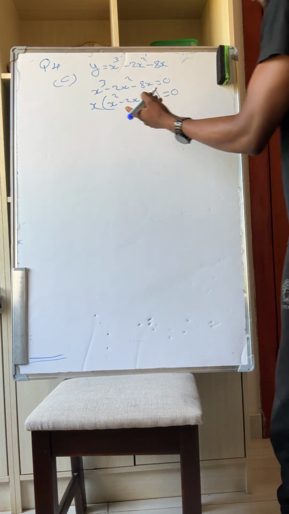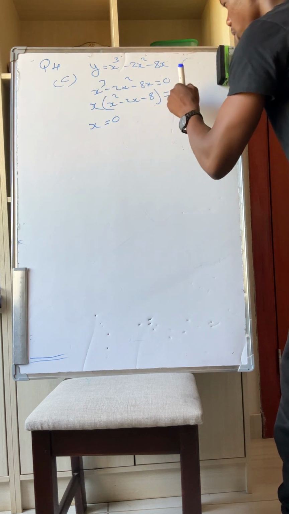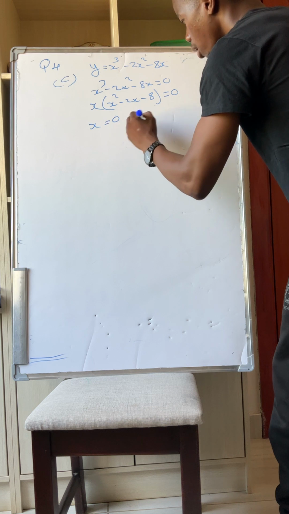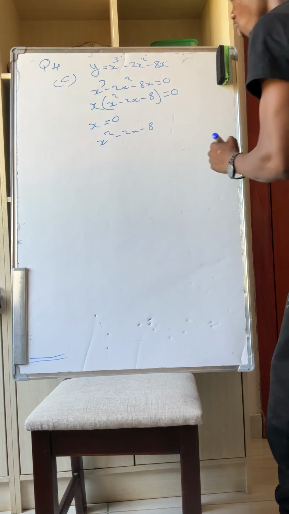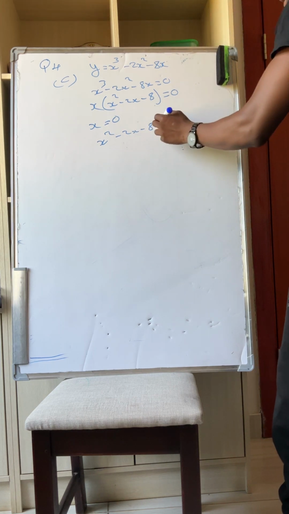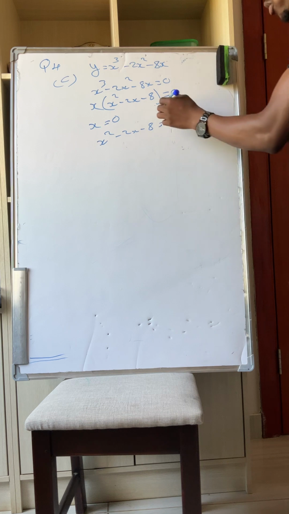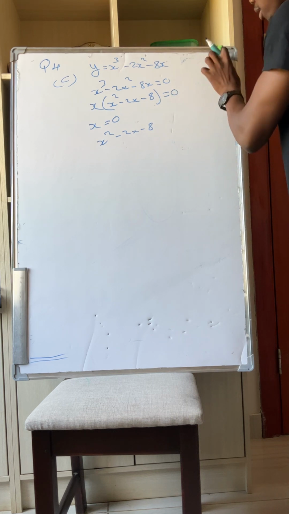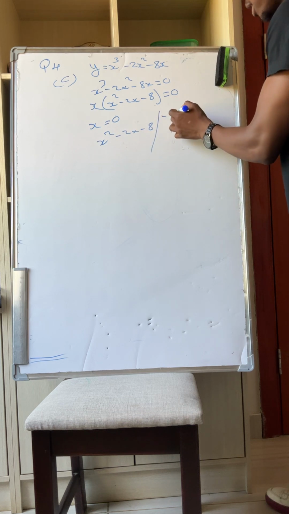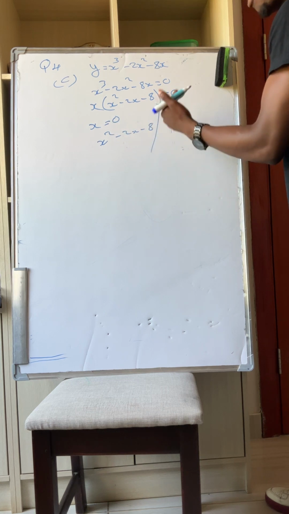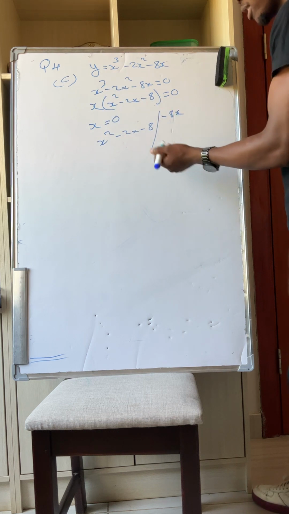Here I already have a value of x: x equals 0. Then I have x squared minus 2x minus 8 equals 0. Let me use product and sums for this. This is the method that is simplest for me: when I reach the stage of x squared equals something, I use product and sums.